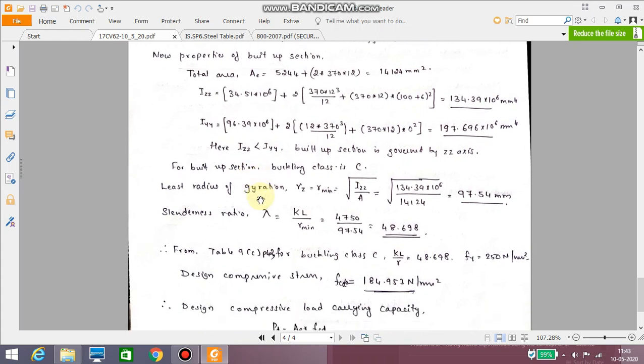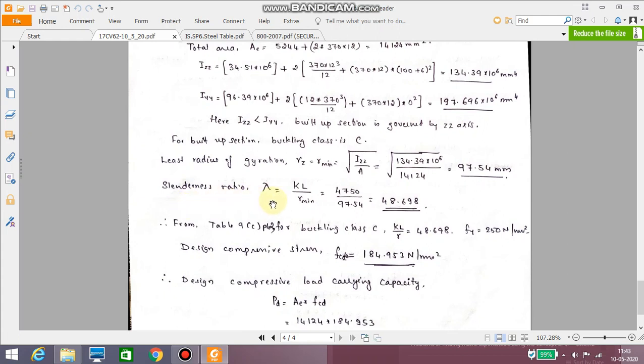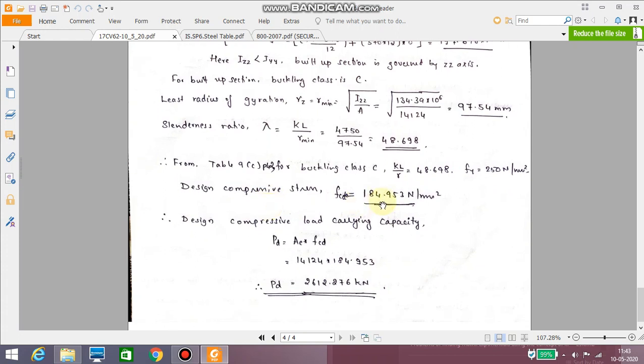Therefore, let us calculate the least radius of gyration, r minimum, equal to square root of the least of IZZ and IYY divided by A, works out to be 97.54 millimeters. After that you calculate the slenderness ratio KL by r minimum. KL is equal to, given in the problem, 4.75 meter, divided by r minimum, works out to be 48.698. Therefore from Table 9C, page number 42, for buckling class C, for KL by r 48.698 and Fy 250 Newton per millimeter square, we get fcd equal to 184.953 Newton per millimeter square.